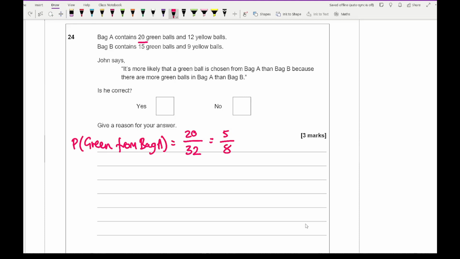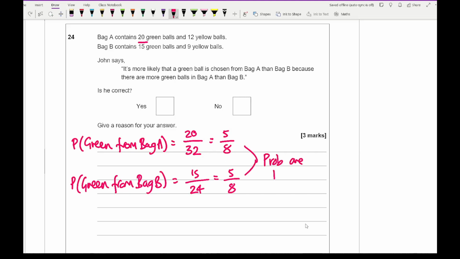over 8. Then if I work out the probability of getting a green from bag B, that's going to be 15 over 15 plus 9, which is 24. I can then simplify this fraction by dividing by 3, so that becomes 5 over 8. And as you can see, the probabilities are the same. So is there more chance of getting a green from bag A than bag B? The answer is no, because the probabilities are both the same.